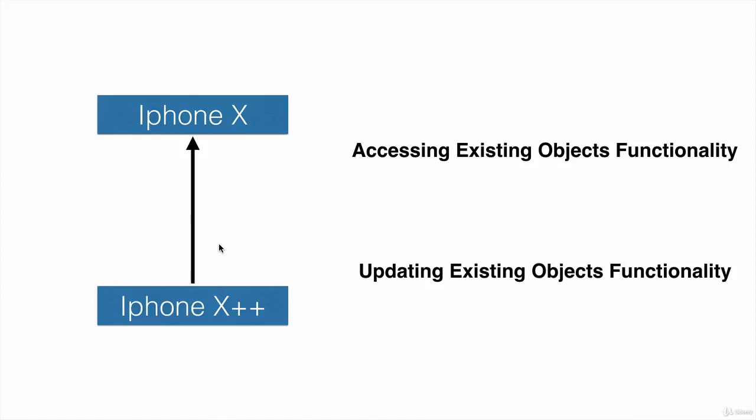The way we take pictures, the way we make calls, how we access our email, etc. could still remain the same. And at the same time, the newer version of iPhone can upgrade or update the existing functionality. Like the camera could be better, it could be better performing, and more.